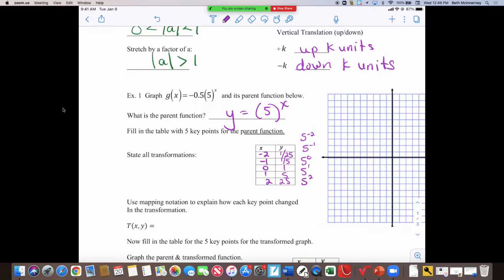It says now, state all transformations. I see two things with g of x equals negative 0.5 times 5 to the x. What are those transformations? Yeah, Davey? Awesome. The negative causes the reflection over the x-axis. What does the 0.5 do? Yeah, Becca? Good job. It's a vertical shrink of 0.5.